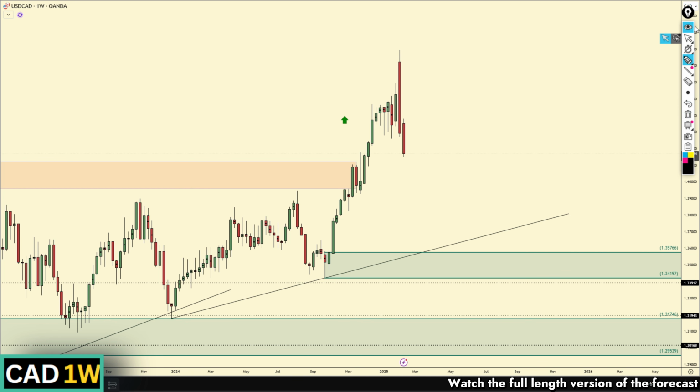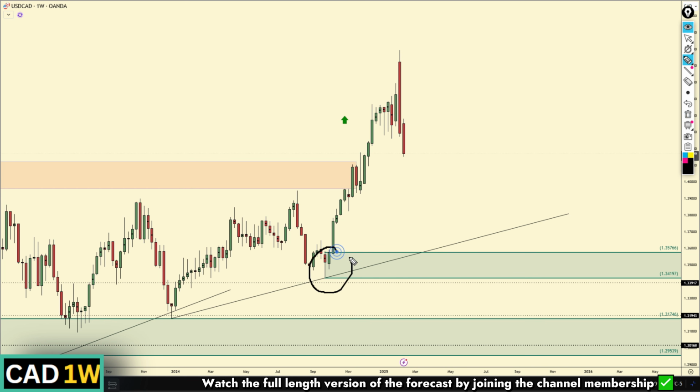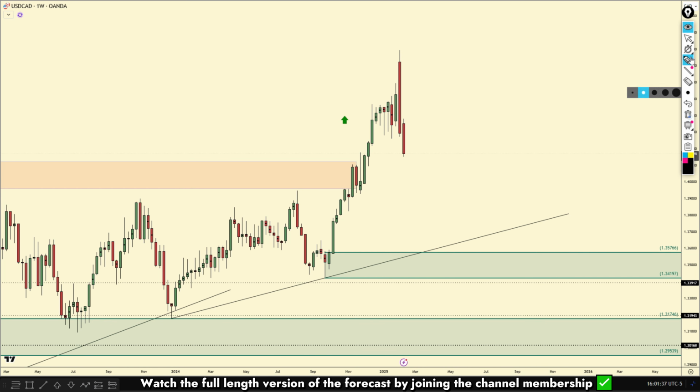And where are we pulling back into? It is very difficult to say. On the weekly chart, the weekly demand is all the way down at 1.35. I'm not saying we're going to get this move down, but if we do, that is pretty much our target to then switch to a potential long trade.